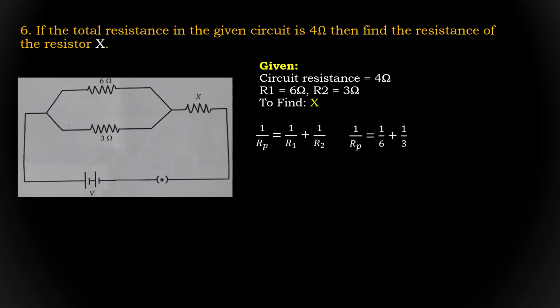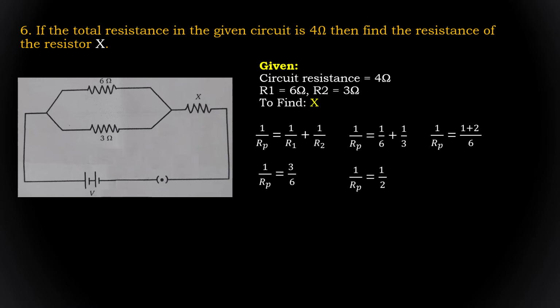So 1 by 6 and 1 by 3 are fractions. I cannot add the numbers as they are. I have to take the LCM for it. When I take the LCM of 6 and 3, we get the value as 6. 1 by Rp is equal to 1 plus 2 by 6, which gives 1 by Rp equals 3 by 6. Upon further simplifying, we get 1 by Rp equals 1 by 2, and we need the value of Rp.